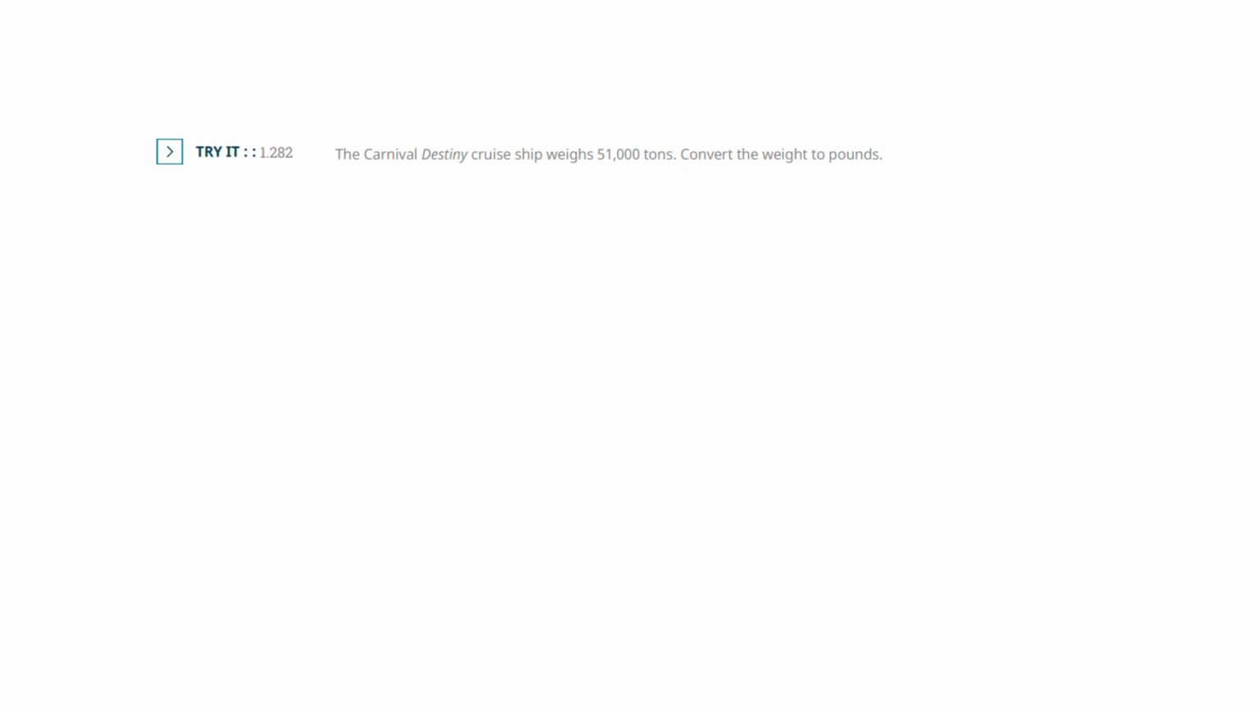Okay, now we're going to pounds again. So I've got 51,000 tons. 1 ton has 2,000 pounds. So those will cancel. So this is going to be big. It's a cruise ship, so I'm going to let my calculator help me out here.